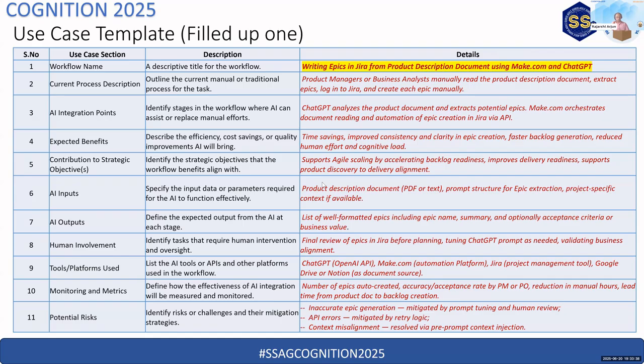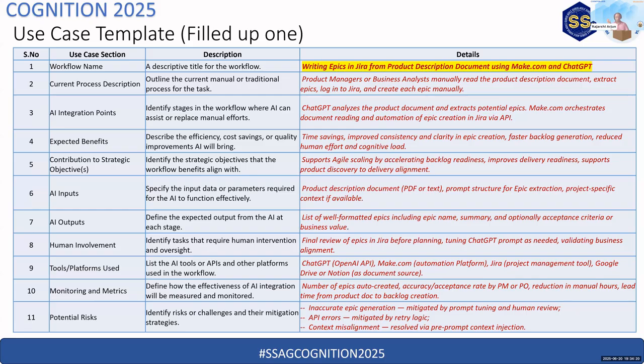Some of the things I want to call out here: don't ignore the human involvement, because the human involvement is extremely important, which I've explicitly mentioned here. What exactly do we need to do from a human perspective in this use case? What could be the risks when we are doing this with AI? If the epics that are generated are inaccurate, is it because of the prompts we're giving, or because we are integrating different tools? Are there errors because of the APIs we are trying to connect?